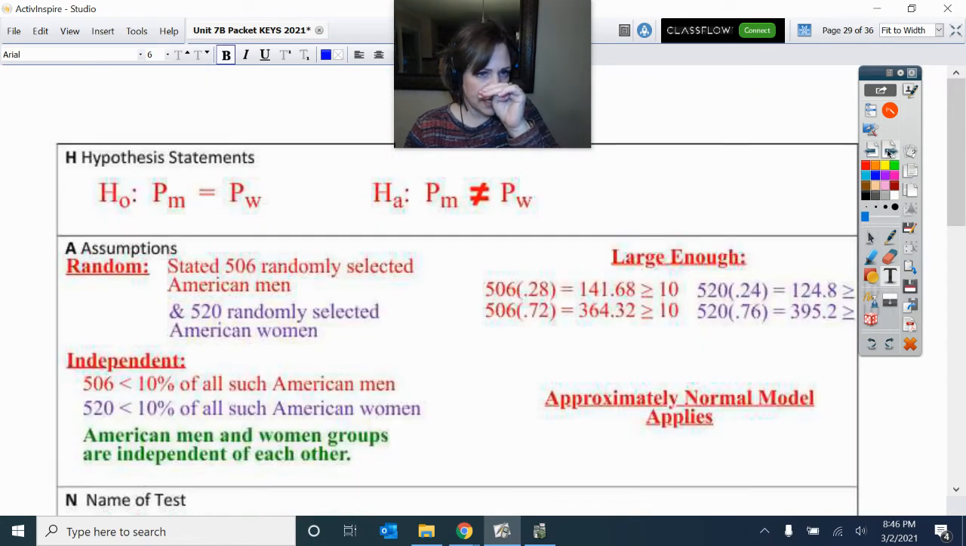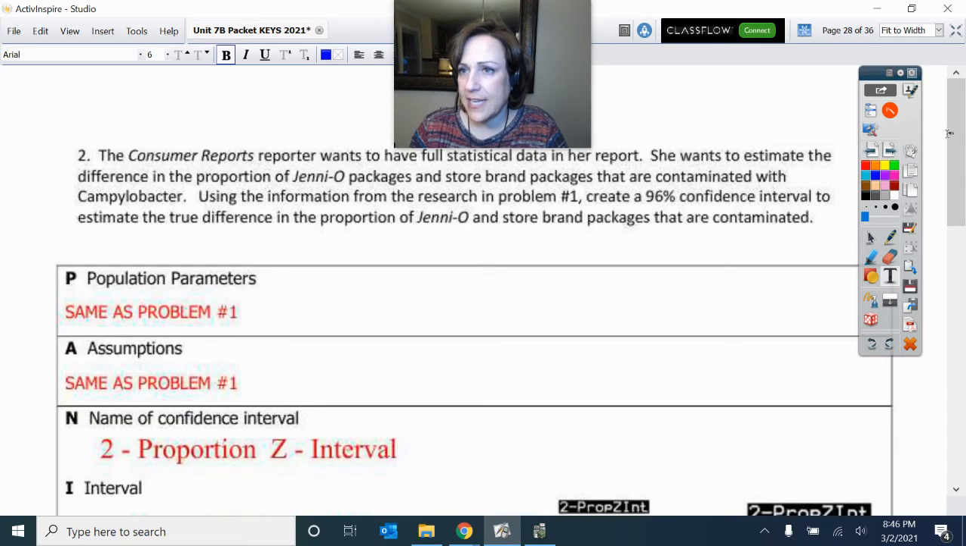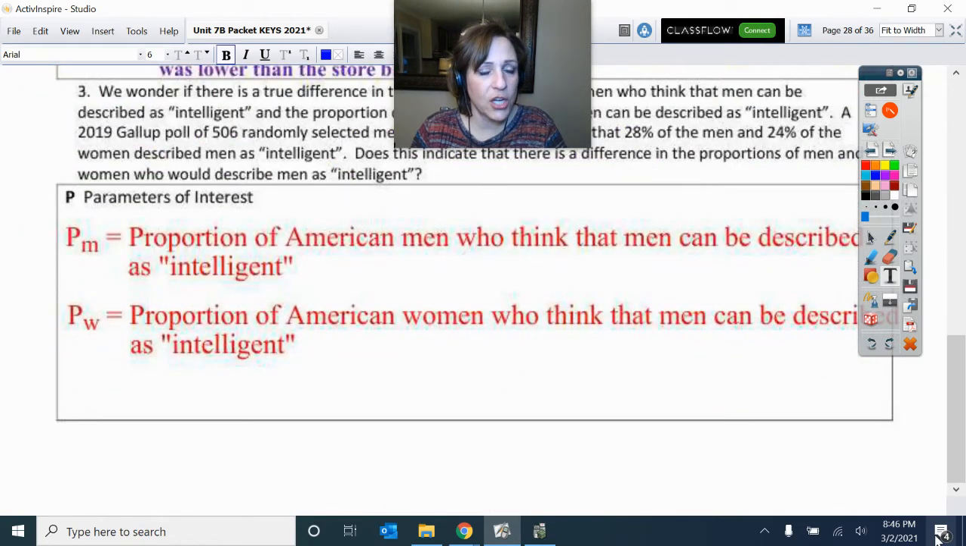So then we went on down to this last part here, where we skipped number 2 for last night's assignment, and we did another hypothesis test. Here we go. This is a good one. We were wondering if there was a significant difference.